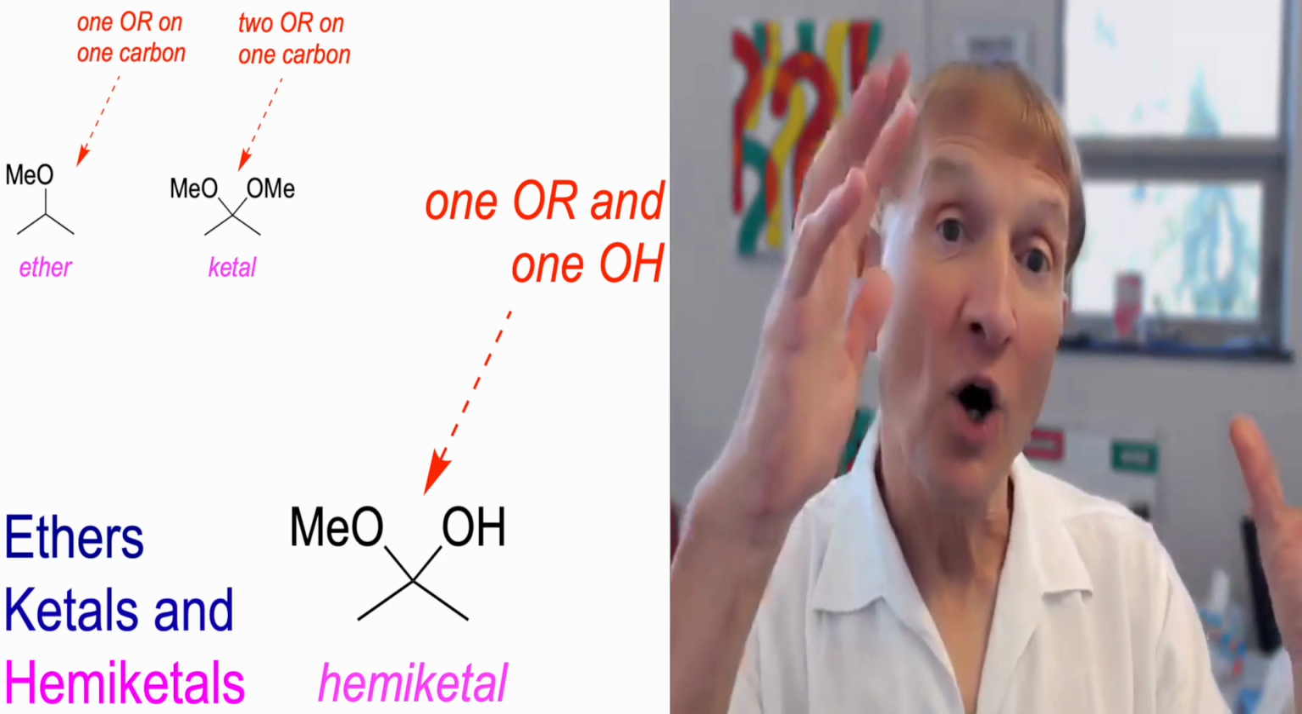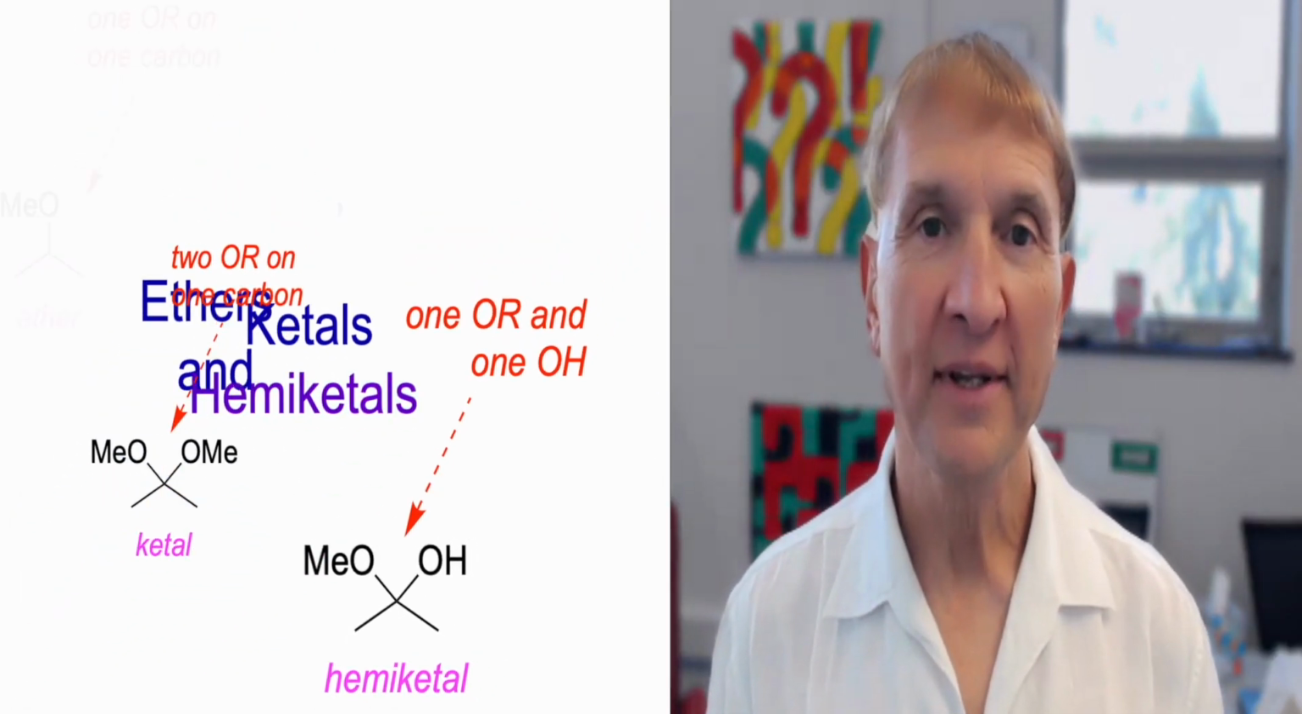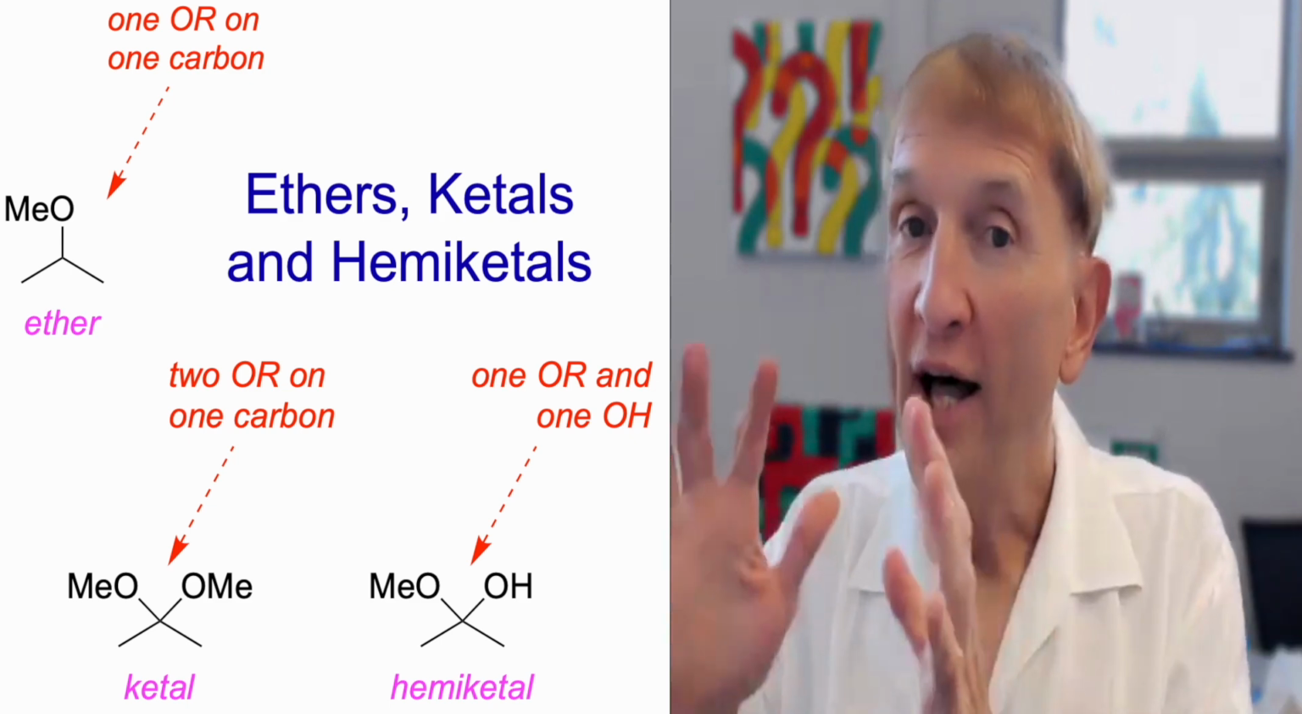Importantly, when there's one OH group and one OR group on a carbon, then this is a hemiacetal or a hemiketal. It's a hemiacetal if it's formed from an aldehyde, and it's a hemiketal if it's formed from a ketone.